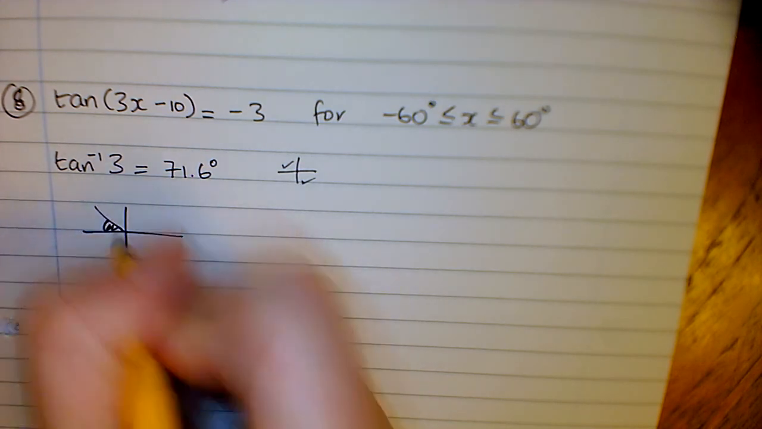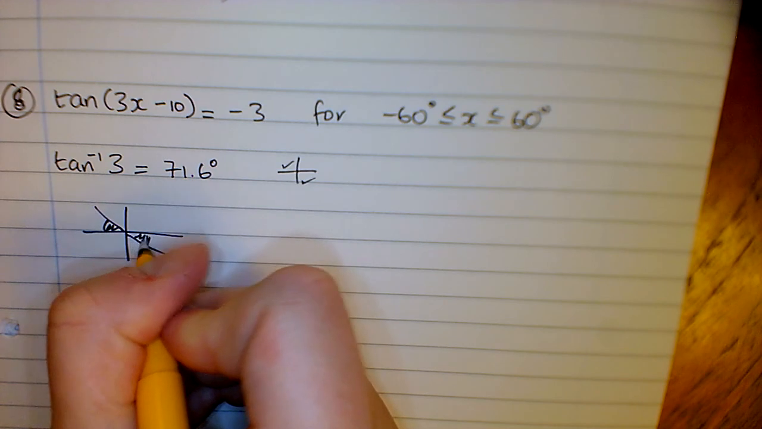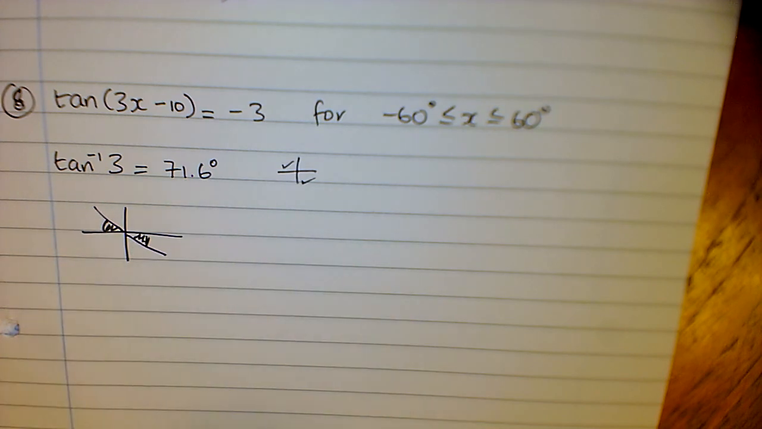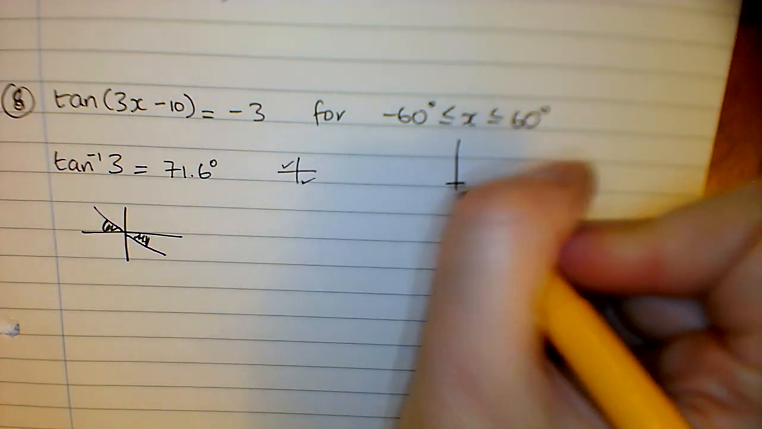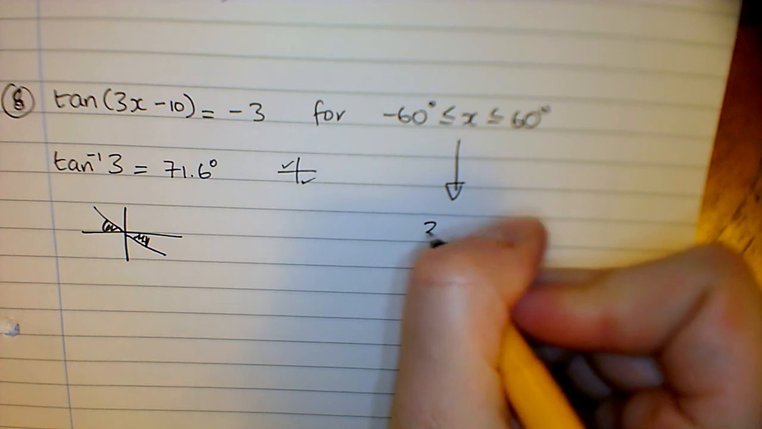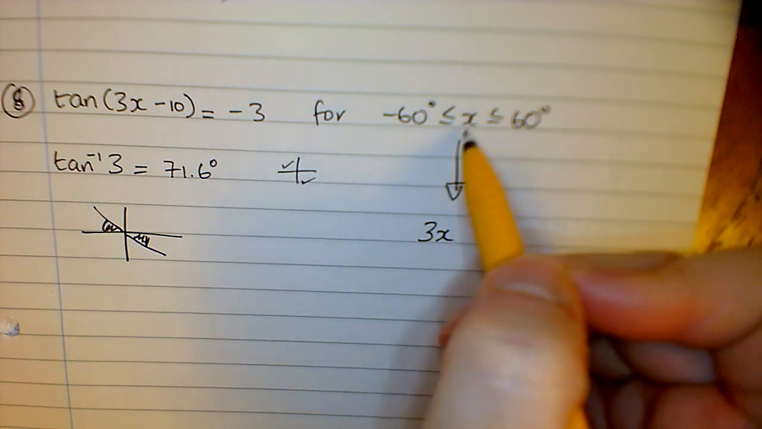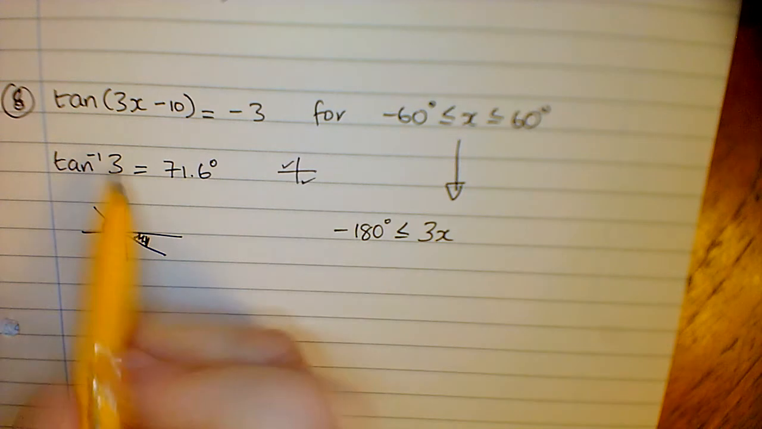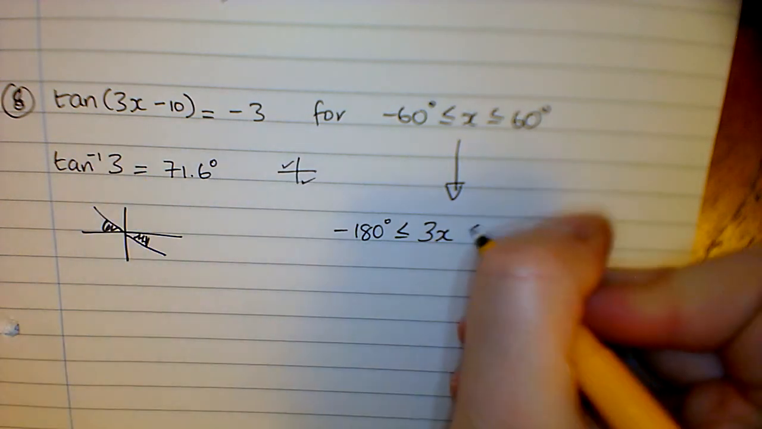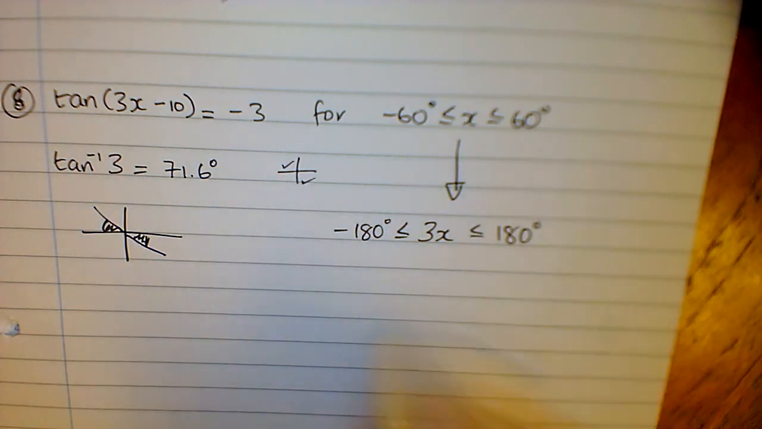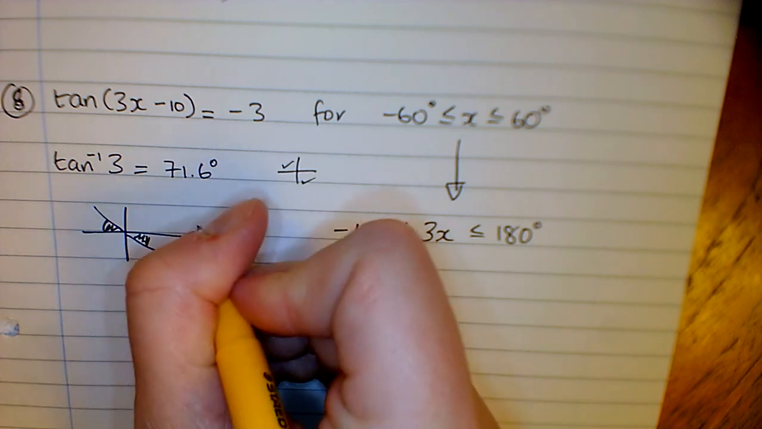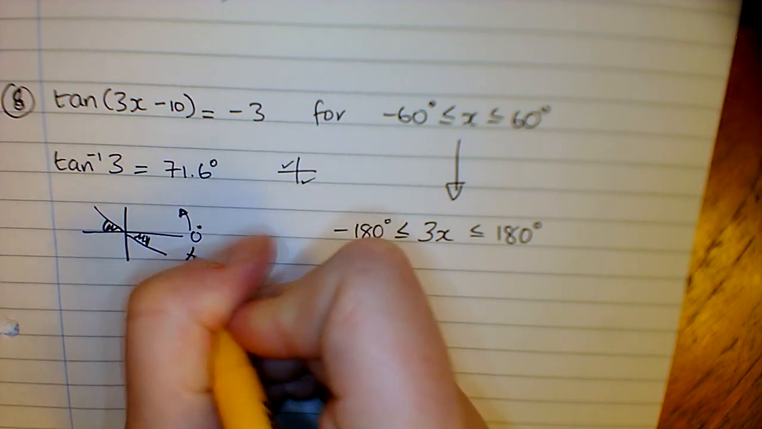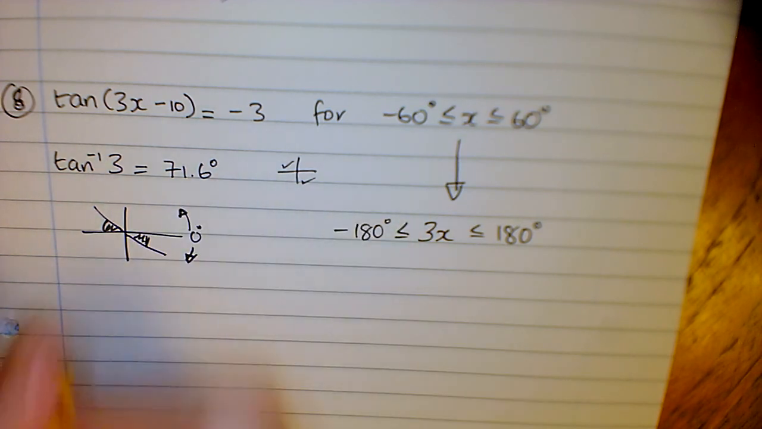So draw in your 71.6 in either of them. So now we'll look at the range. So that's our range for x. So our range for 3x, which is what we have, multiply these by 3 and we get from minus 180 to plus 180. So that's where we're going round the two different ways.